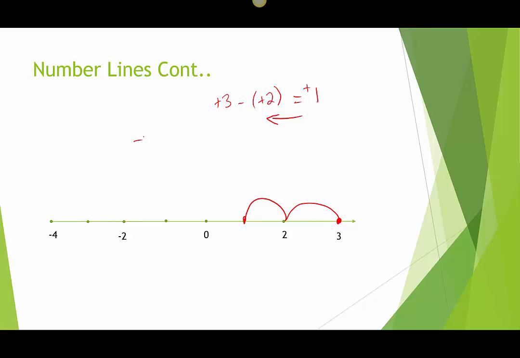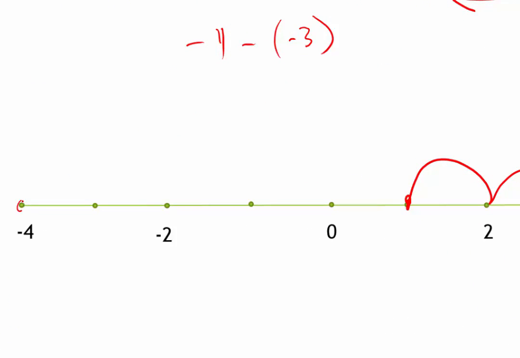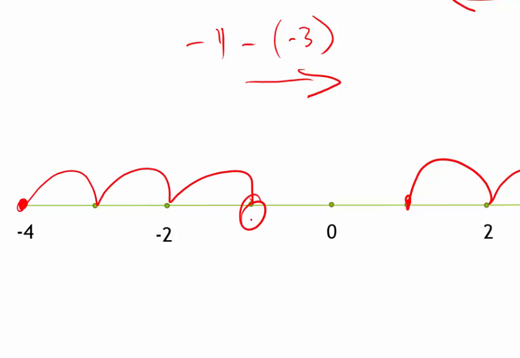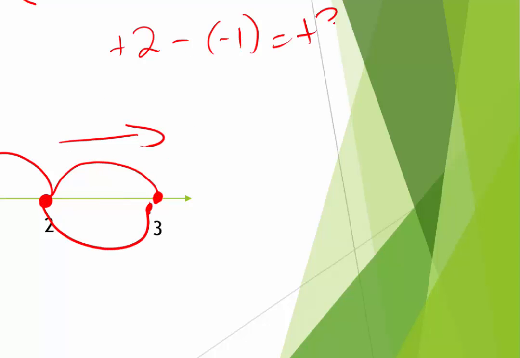If we had a negative 4 minus a negative 3. Again, we're starting at negative 4 down here. We're taking away negatives, which means we go this way. 1, 2, 3. Our answer is negative 1. If we started at a positive 2 and took away a negative 1, so again, starting at a positive 2 here, taking away negatives means we're going this way. 1 spot would give you a positive 3.